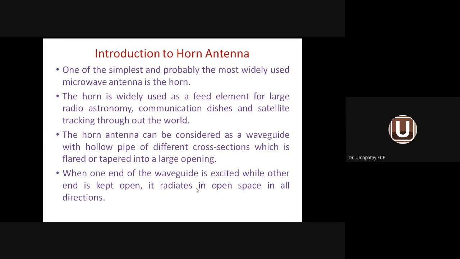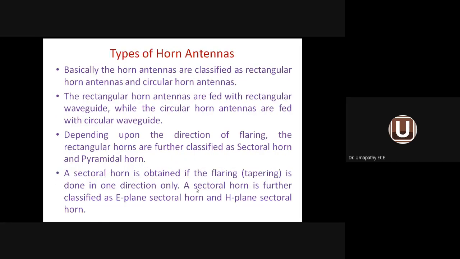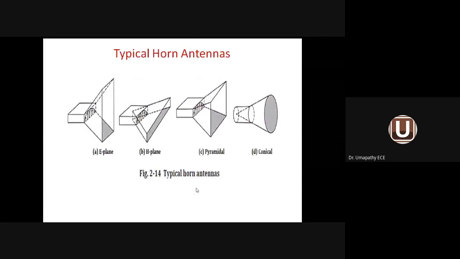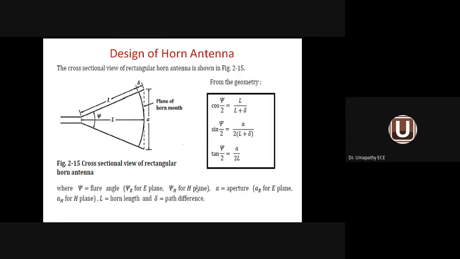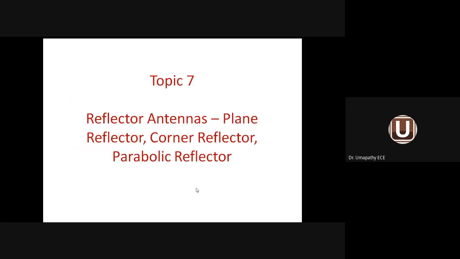And we went to the horn antenna: introduction to horn antenna, types of horn antenna. Basically, there are two types, rectangular and circular. Rectangular is converted into sectoral E plane and H plane. Various geometrical configurations of horn antennas are available. Then we got the design equations for the horn antenna, especially L, A, delta, as well as psi. Using these parameters, we'll be able to design a particular horn antenna, in this case a rectangular horn antenna. Then applications of horn antenna, and reflector.